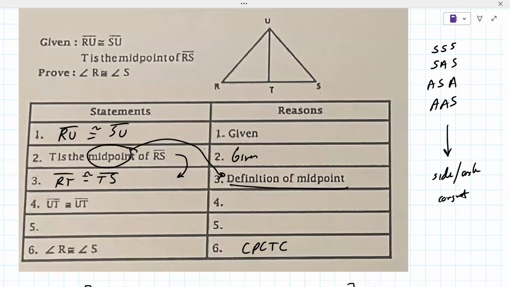Now, this is very important. You should label the triangle with that information. We should also label the triangle with some of the other given information, that RU is congruent to SU.